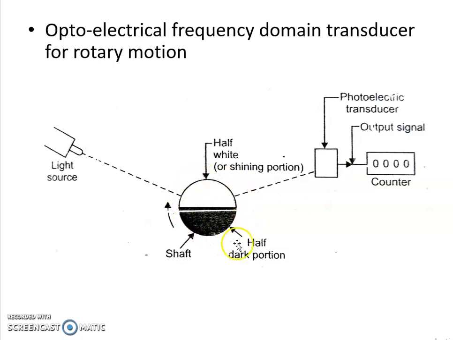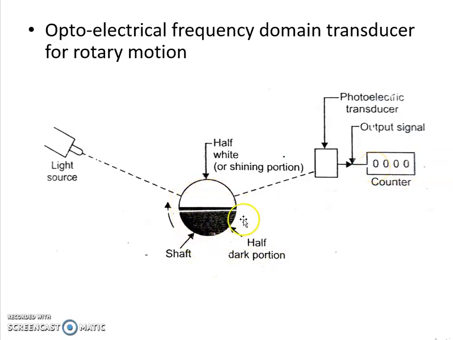So during the rotation of this shaft, when the white or shining portion comes on the upper side, that means when the white portion is exposed to the light source, the light falls on the shining portion and it reflects the light. The reflected light falls on the photoelectric transducer and therefore an output pulse is produced.